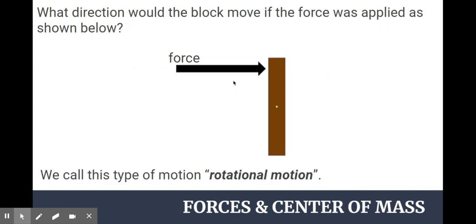How about this? What direction would the block move if the force was applied as shown? Well, here it's going to move in a counterclockwise or negative direction. We refer to this as rotational motion. This isn't just circular motion. This is the actual object itself rotating. When we've talked about circular motion before, the object itself wasn't really rotating. It was more that the object was moving in a circle around something else, a different location. In this case, the object itself is rotating around its own center of mass.